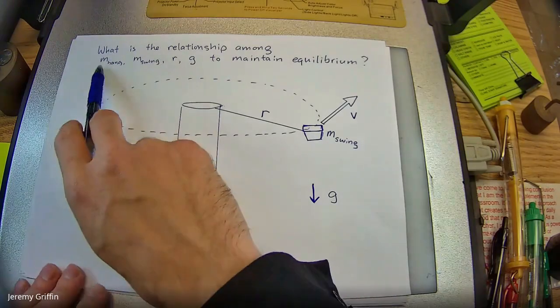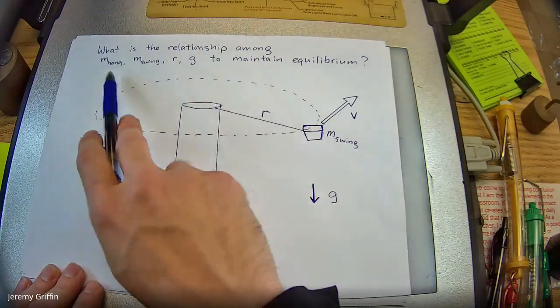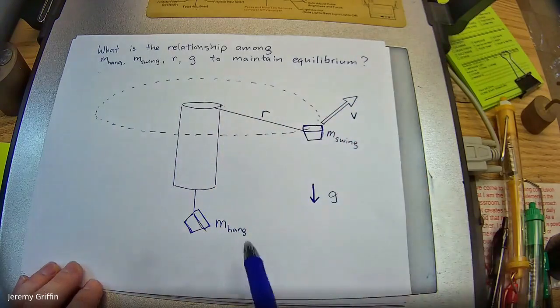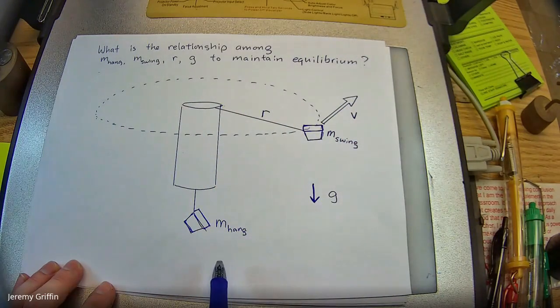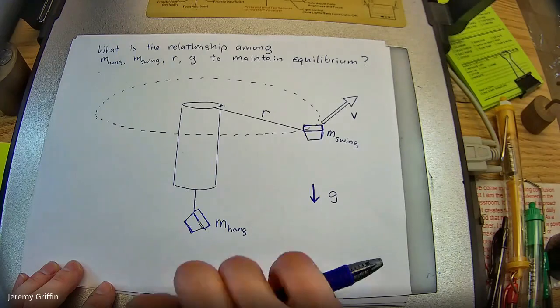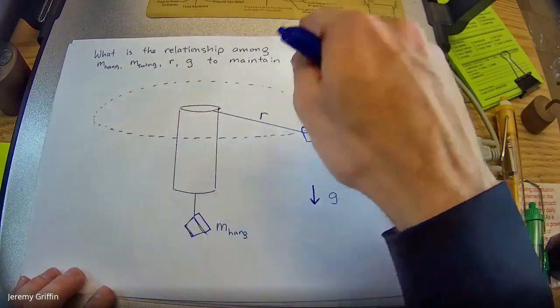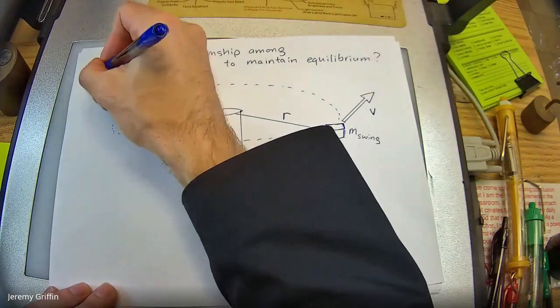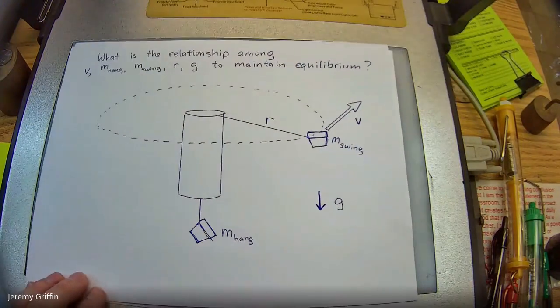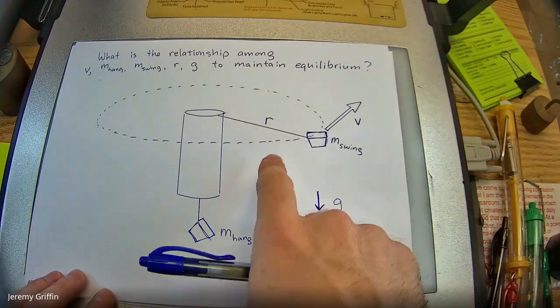So here's my actual question: what is the relationship among these variables to maintain equilibrium? What are our variables? Oh, I should put v in here. That was always there the whole time. Right, so that's what we're looking at.